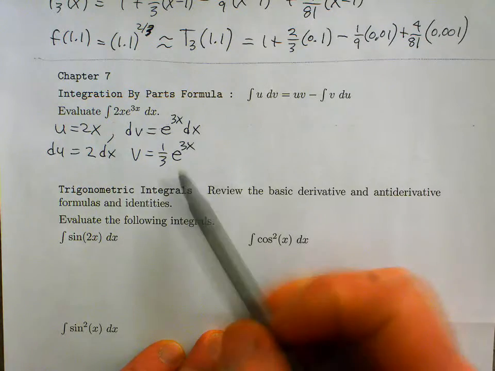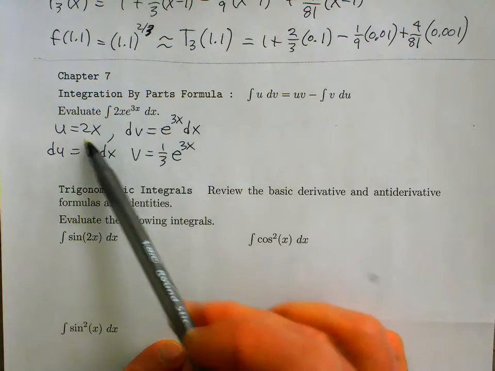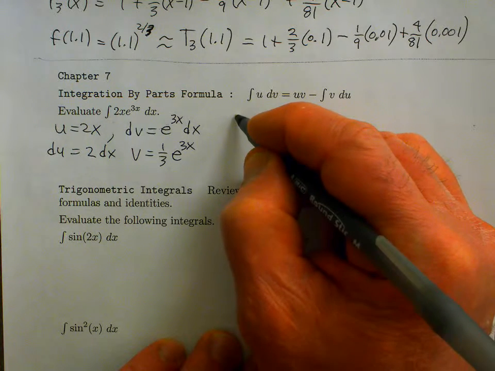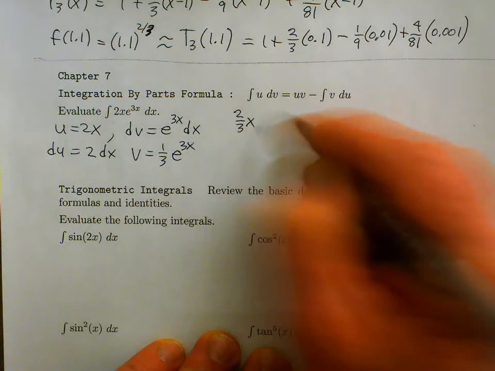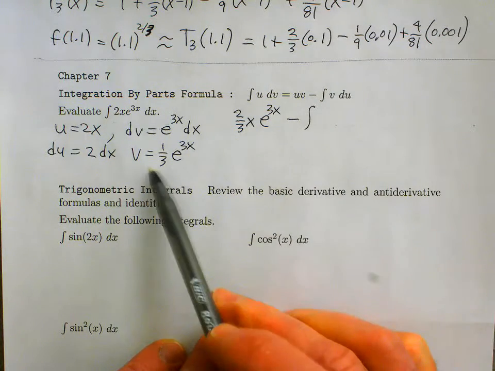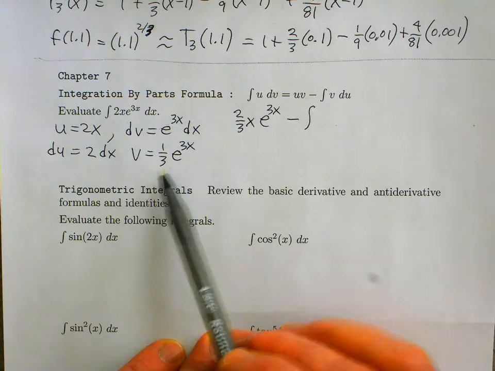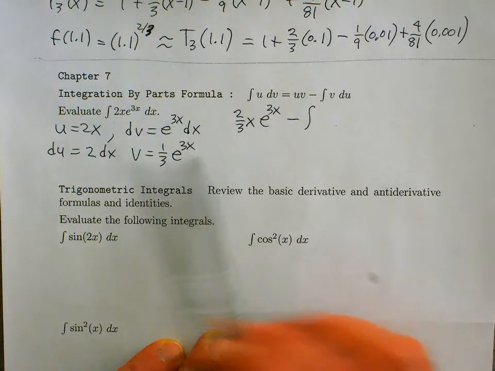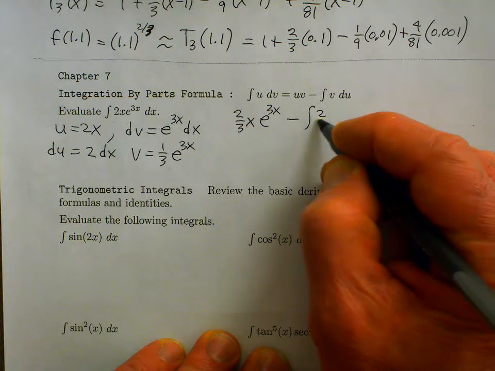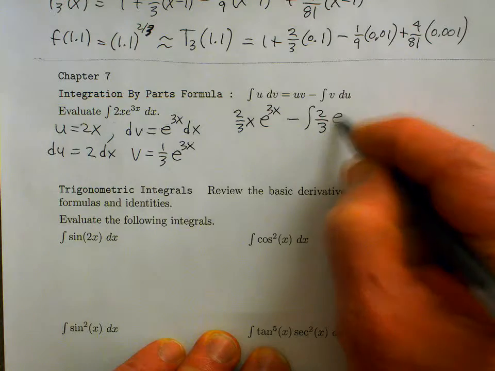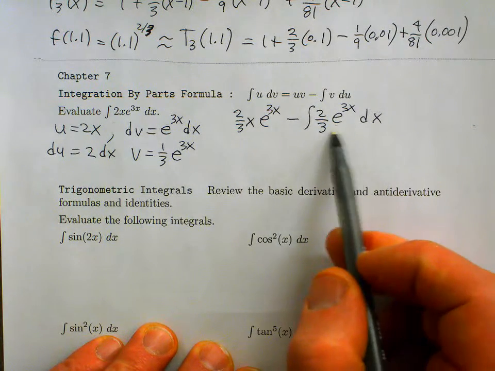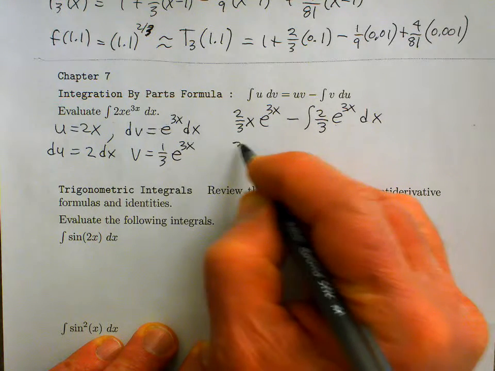Then using the formula, u times v, 2x times 1/3 times e to the 3x, we'll write it as 2/3 x times e to the 3x. And then we subtract the integral of v du. So it's the integral of 1/3 times e to the 3x times 2 dx. We can write it as minus the integral of 2/3 times e to the 3x. And we still have one more antiderivative to find.